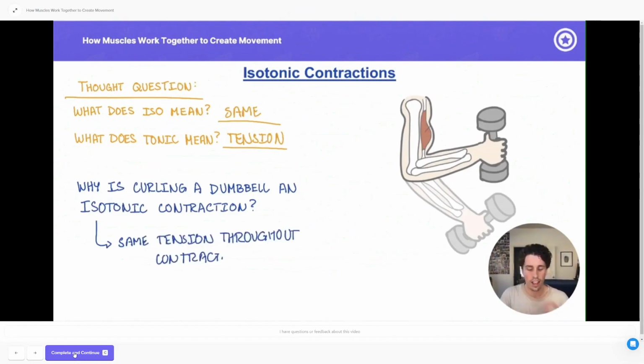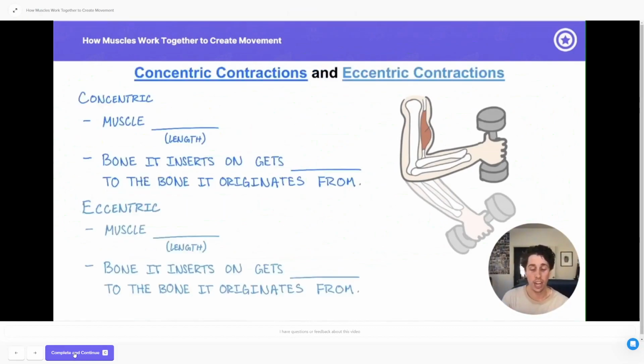Alrighty. As we know, there's going to be two different types of isotonic contractions. So let's talk about those. We're going to have these concentric contractions, like I was saying, and then we're also going to have these eccentric contractions. So let's talk about each one of these individually. With concentric contractions, an example of this would be curling the dumbbell up. So let's draw an arrow in right here. We can see it's going up like so. That's going to be a concentric contraction.